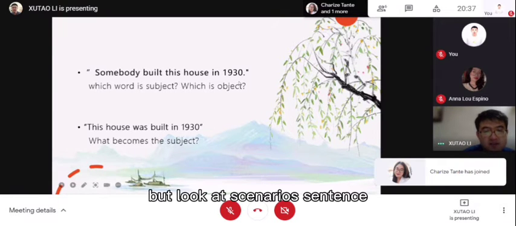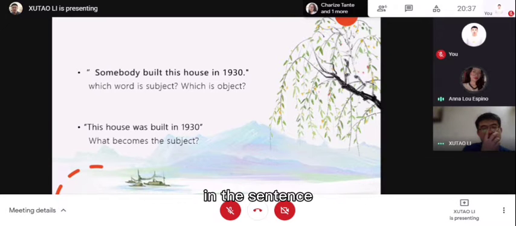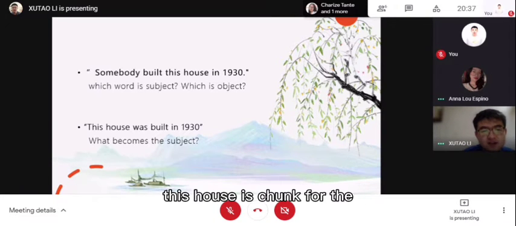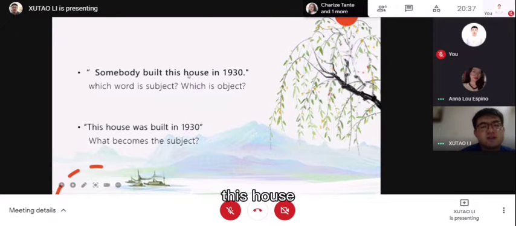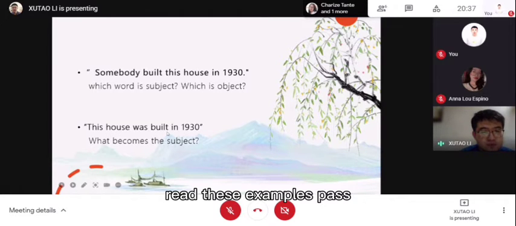But look at another sentence. In this sentence, this house is the transferred subject, right? This house was built in 1930. So through these two examples, we can know we use an active verb to say what the subject does. Like this. May I ask who can read these examples for us?